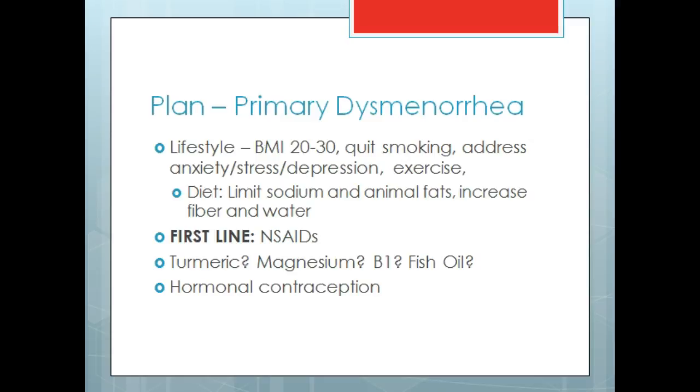So first line is NSAIDs, and then hormonal contraception is another big piece that can be helpful for dysmenorrhea. For those that already need contraception, then this is a good way to go. If not, though, this may still be what fits her lifestyle the best. Hormonal contraception has been found to be 90% effective.